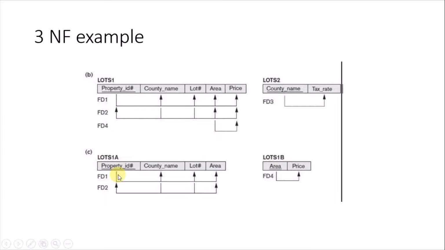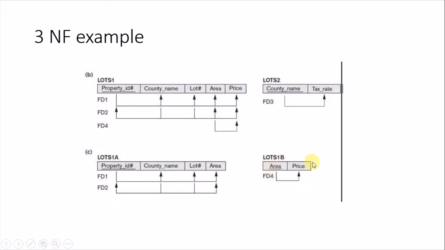So now we consider area and price as a separate relation and make area the primary key of this relation. Now, if you have a functional dependency X to A, either X is a super key or A is a prime attribute. That condition is valid.